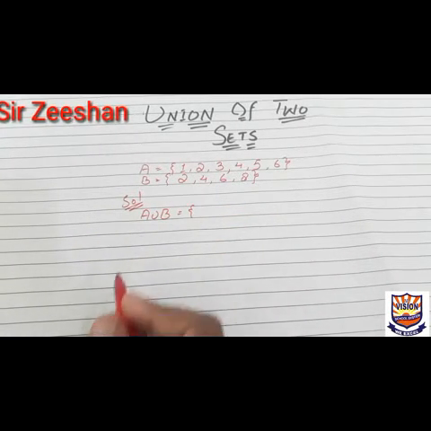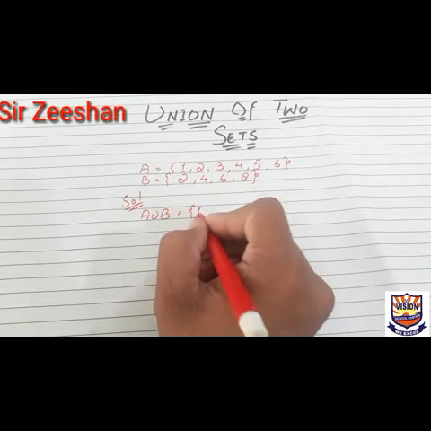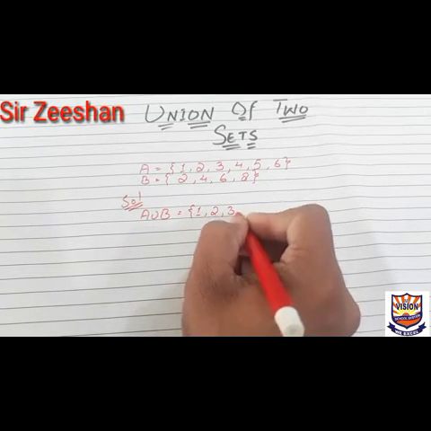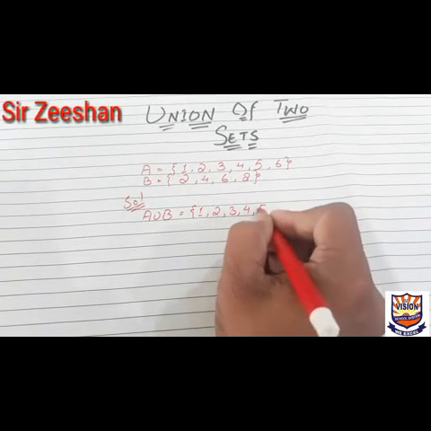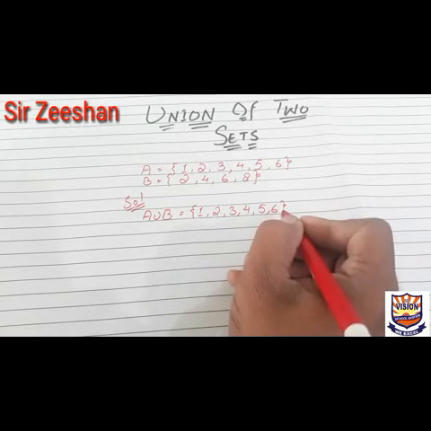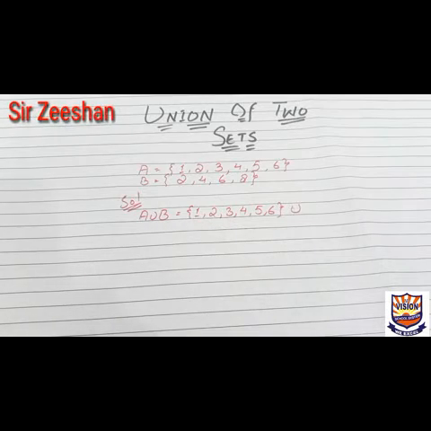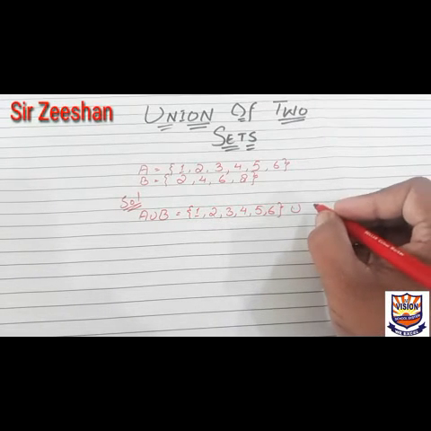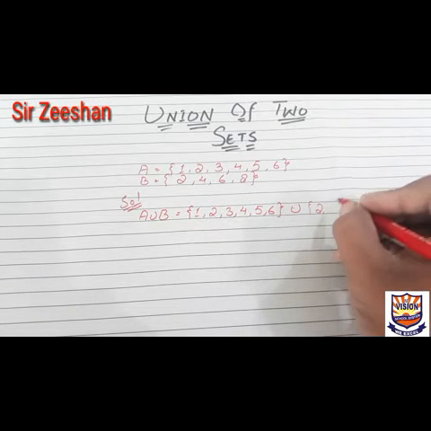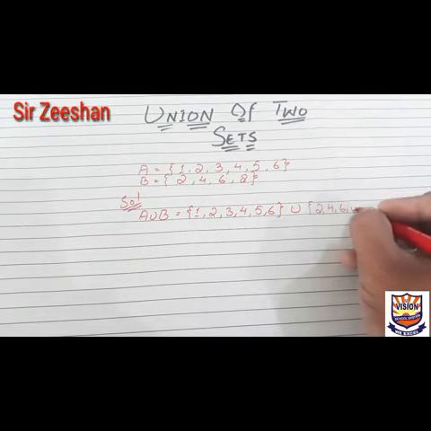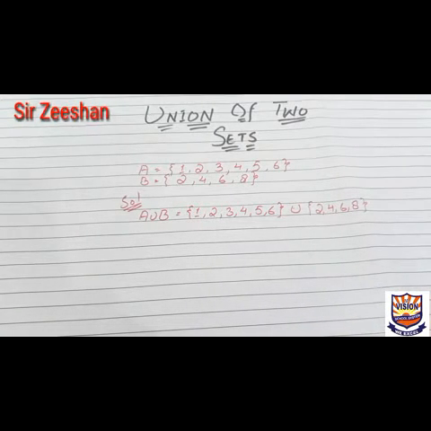First of all, you will write the set A and its elements, 1, 2, 3, 4, 5 and 6. Then the sign of union, as it is written here, and then you will write the values of set B, those are 2, 4, 6 and 8. Now as I told you, in union we write in the right order, and if any element is repeated, you will write it only once.